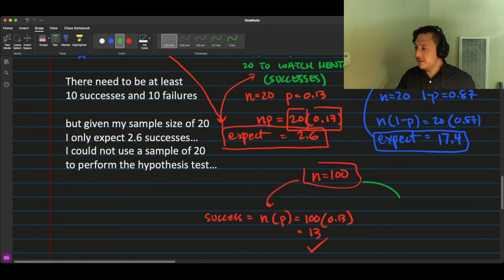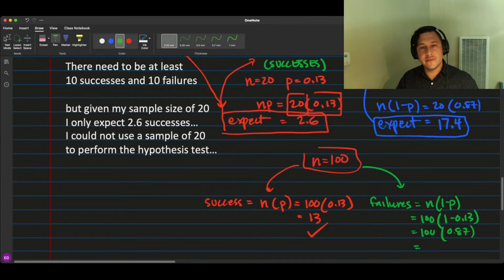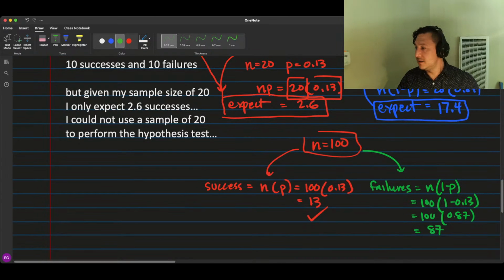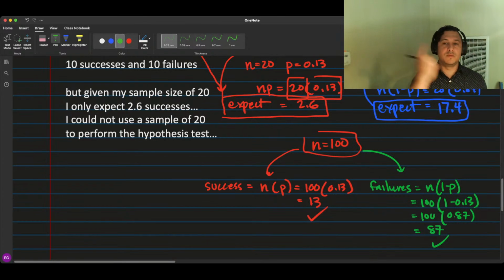And then you would do the same thing for the number of failures. The number of failures is going to be n times 1 minus p. Your n is 100, and 1 minus 0.13 is 0.87. What's 87% of 100? We expect 87 failures. Is 87 bigger than 10? Yes. Both of those numbers are bigger than 10. You're good to go now. You can do a hypothesis test. Your sample size was big enough.